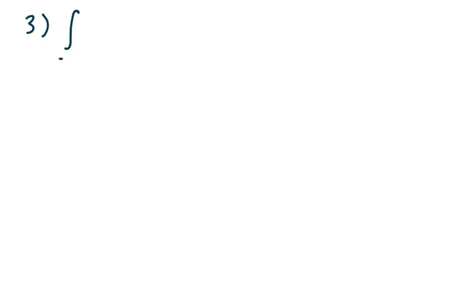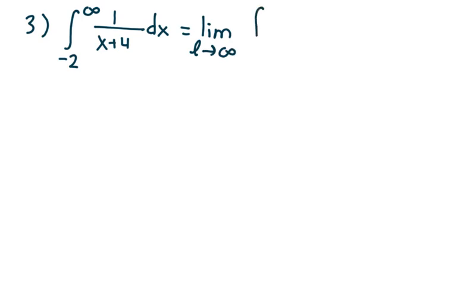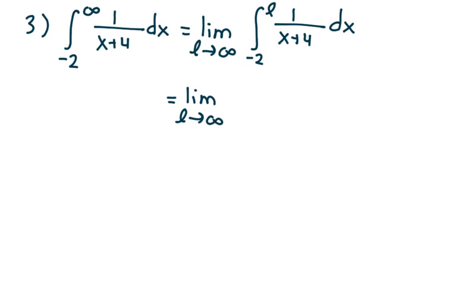Suppose we had the integral from -2 to infinity of 1 over x plus 4 dx. So this is the limit as L goes to infinity of the integral from -2 up to L of 1 over x plus 4 dx. So this is the limit as L goes to infinity of natural log of the absolute value of x plus 4, right, evaluated from -2 up to L.